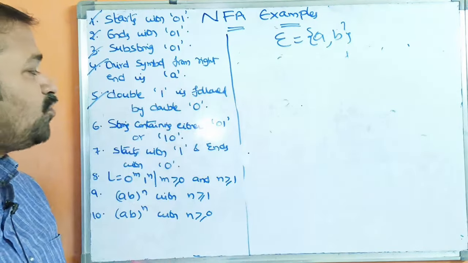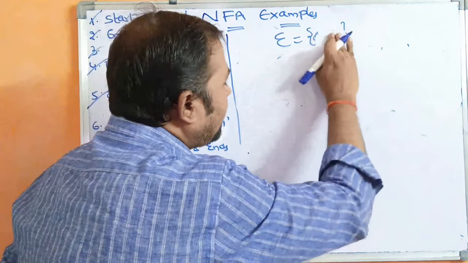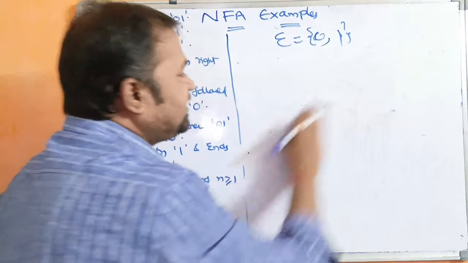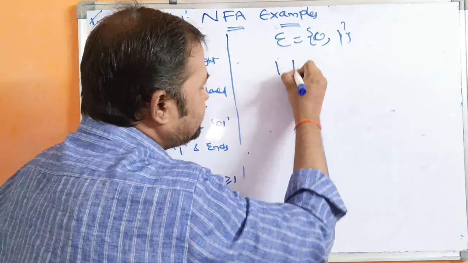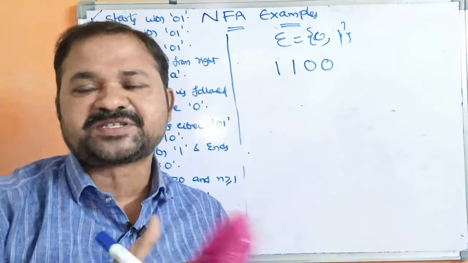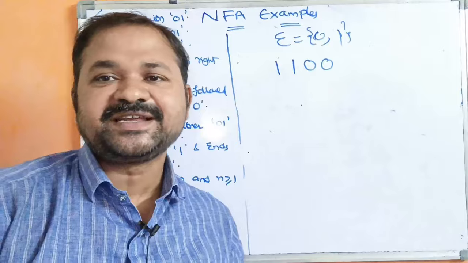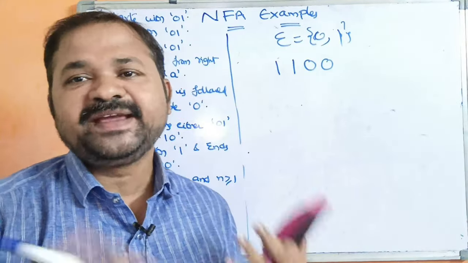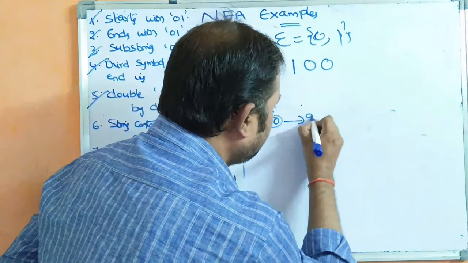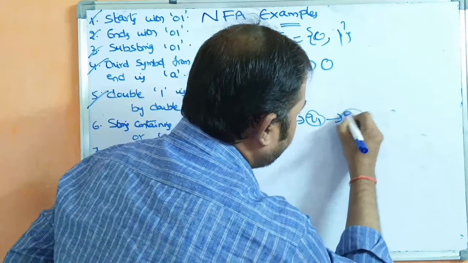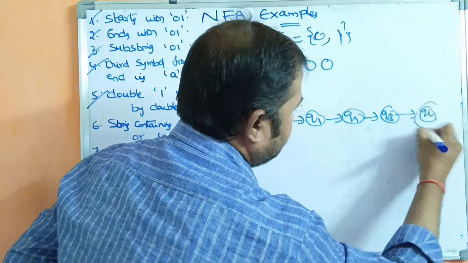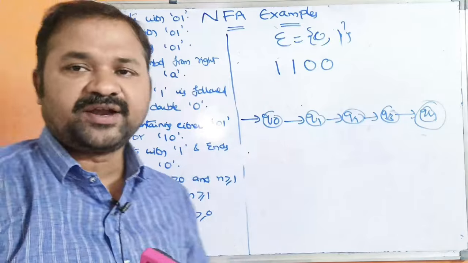Double 1 is followed by double 0. Here the alphabet contains two symbols, 0 and 1. The problem is directly given. 1100 is the minimum string, so the length of the minimum string is 4. 4 means we require 5 states: Q0, Q1, Q2, Q3, Q4. Q4 is the final state, Q0 is the starting state.